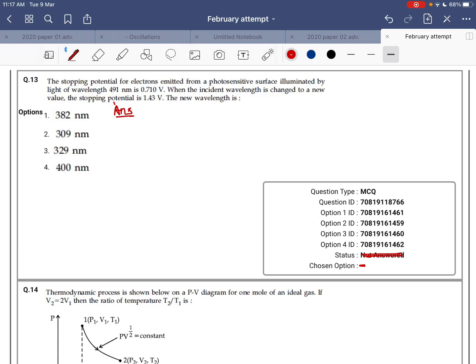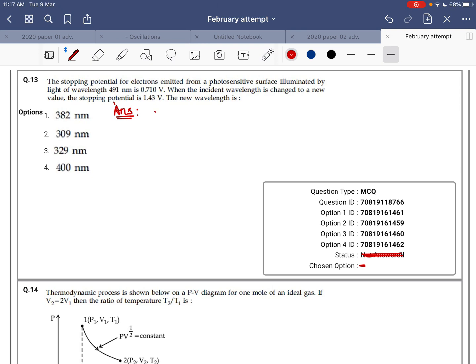With the 13th example, what is said here: the stopping potential for an electron emitted from a photosensitive surface illuminated by light of wavelength 491 angstrom is 0.7 volt. When the incident wavelength is changed to a new wavelength, the stopping potential is 1.4 volt. What would the new wavelength be?